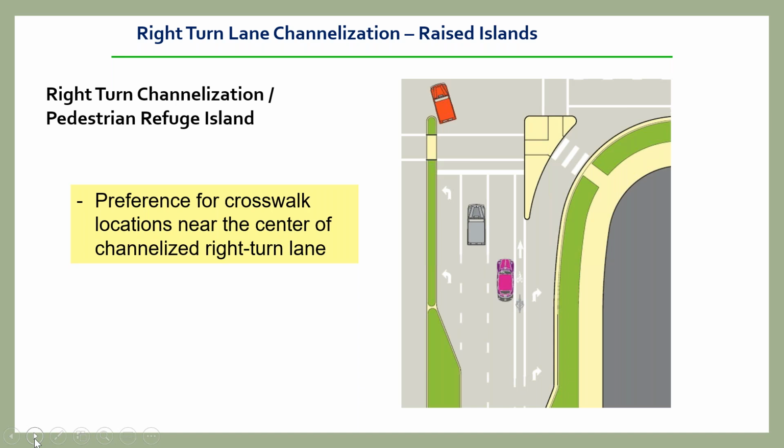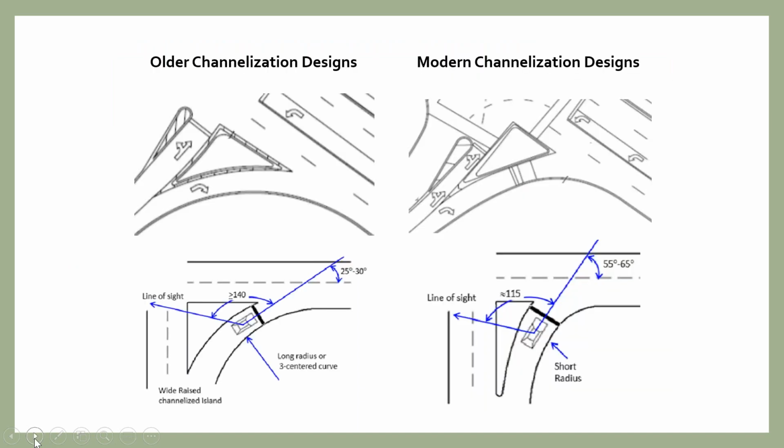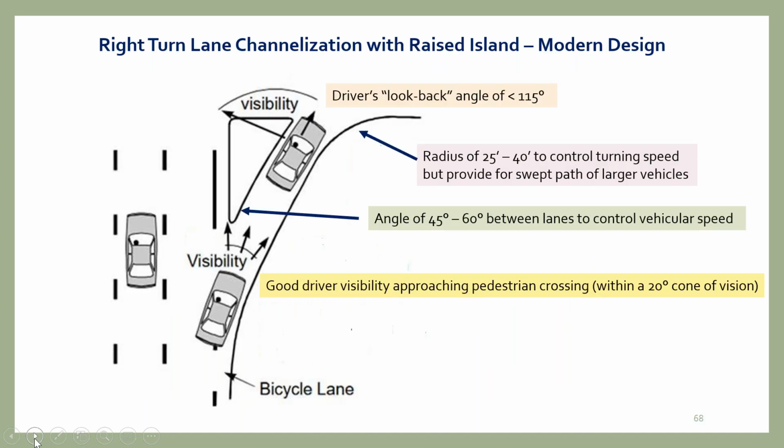And right turn channelization, this is where raised islands come into play. A good design can provide a refuge for pedestrians, but also control speeds. Some of the older channelization designs had provisions for higher speed right turn maneuvers. Also, it had that higher look back angle. A modern channelization design controls speeds and also limits that right turn or look back angle.